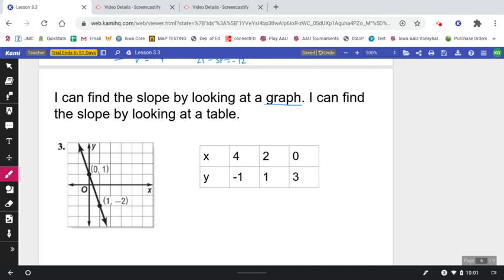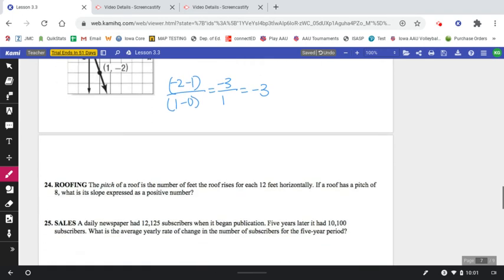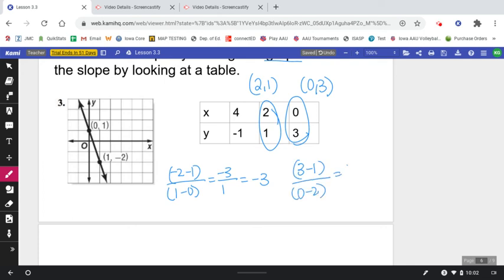To find the slope by looking at a graph, we find 2 points, set it up into our slope formula. So that would be negative 2 minus 1 over 1 minus 0. Negative 3 over 1 is negative 3. When looking at a table, we can just pick any 2 points, doesn't matter which ones. So I'd write down my points as 2, 1 and 0, 3. So 3 minus 1 over 0 minus 2 is 2 over negative 2, which is negative 1 over 1.